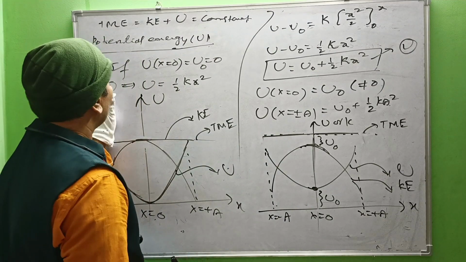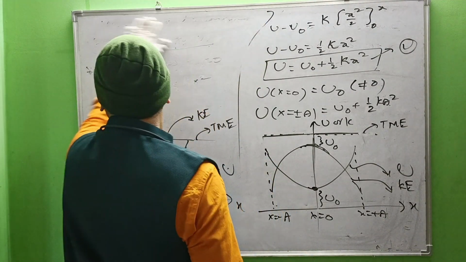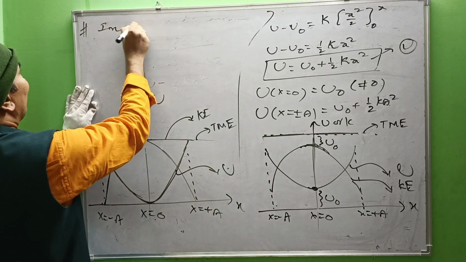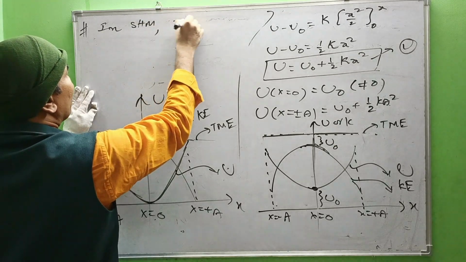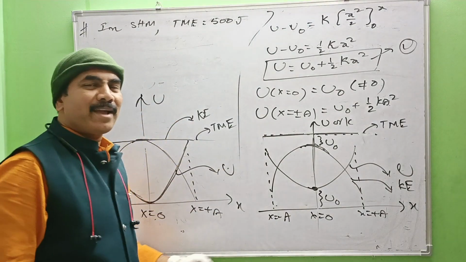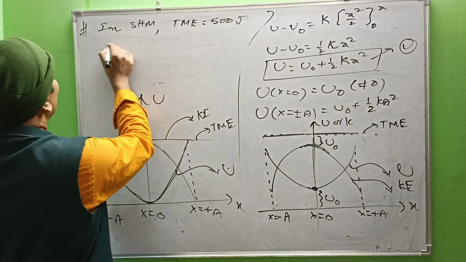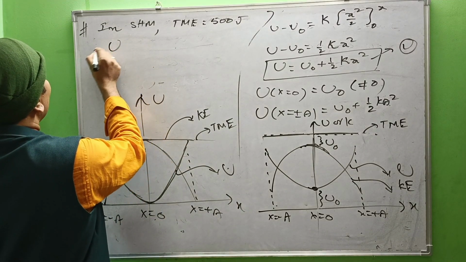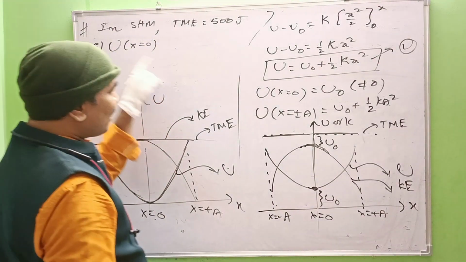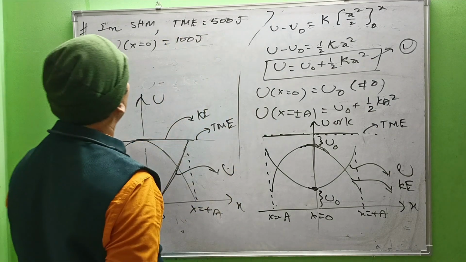Now a small numerical in SHM. The total mechanical energy of the oscillator is 500 joules, and U at x equal to 0, that is the energy at mean position, is 100 joules, for example.